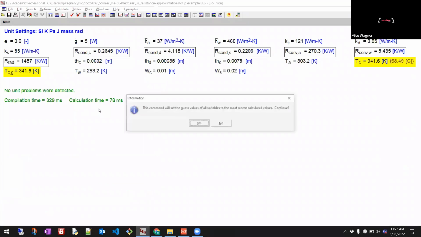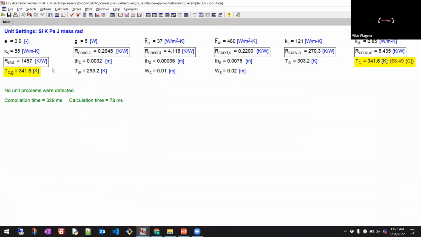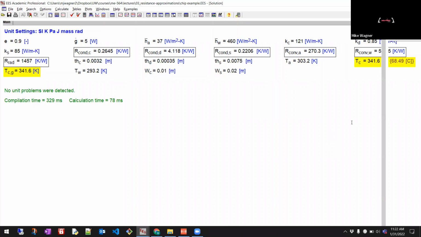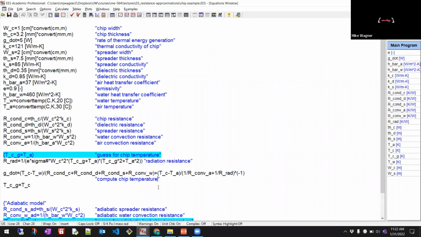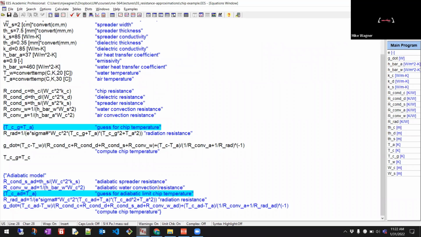So we'll do this, we'll update our guesses. And we see now that our guess matches exactly our calculated value. And okay, the magnitude of the resistances didn't really change that much. So it turns out our approximate guess was okay. All right, let's see. Yeah, any questions on that part of it? I think pretty straightforward. But again, this is kind of a cool technique to get a handle on things. All right, so we have now our guess temperature exactly matching.